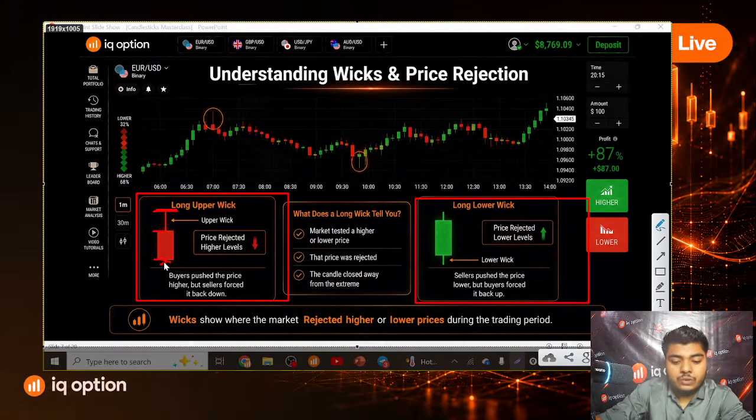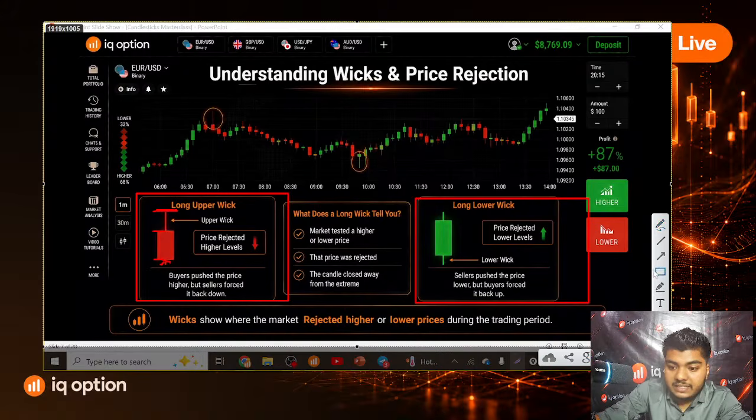The upper wick shows the highest price reached before the market moved back down. The lower wick shows the lowest price reached before the market moved back up by the pressure of buyers. So a long wick tells us that the market tried to move in one direction but couldn't stay there. This is called price rejection.